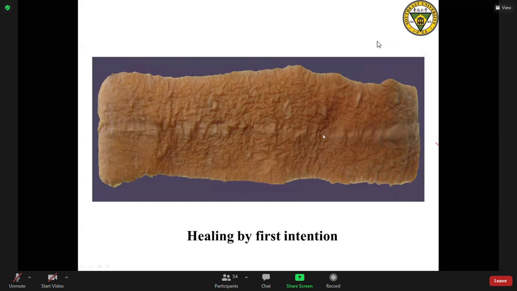This one is also a gross specimen about healing by first intention. It's very simple. It's just a cut operation. Healing granulation tissue is very little, and we just see a line of cut operation. This is the skin. It's very easy.